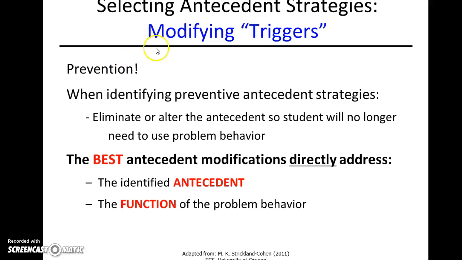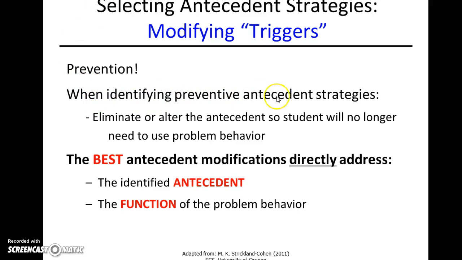So modifying triggers. Prevention is key, so you want to make sure that you can neutralize or eliminate the setting event if you can. You need to have that structured into your BSP, and then you also want to make sure that you have preventative measures for the triggers. So make sure that you have that in the BSP as well.